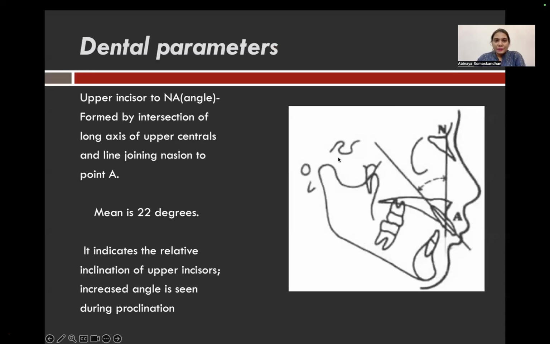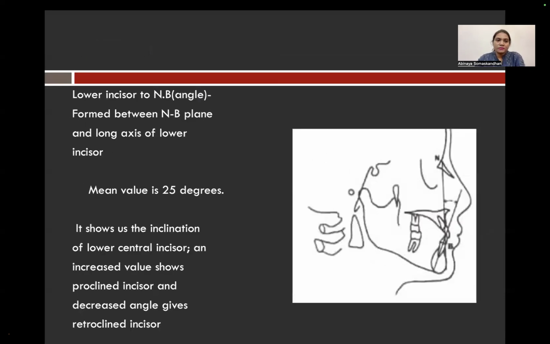Now coming to the dental parameters, the upper incisor to NA angle. This is formed by the intersection of the long axis of the central incisors and a line joining nasion and point A. The mean is 22 degrees and it indicates the relative inclination of the upper incisors. An increased angle is seen in case of severe proclination.